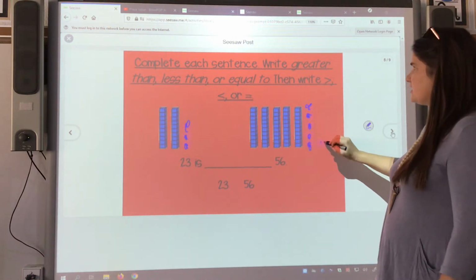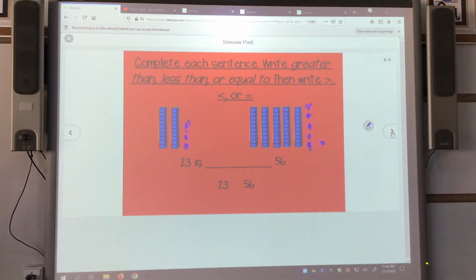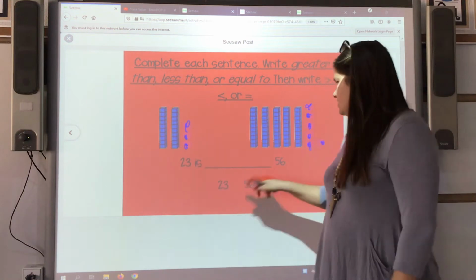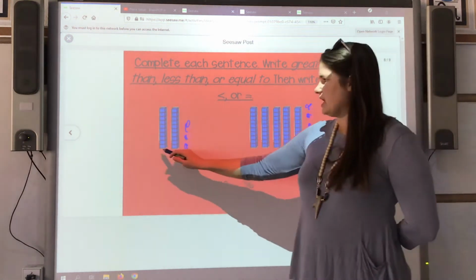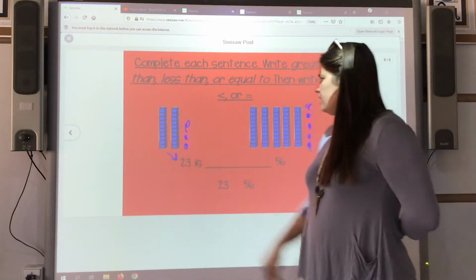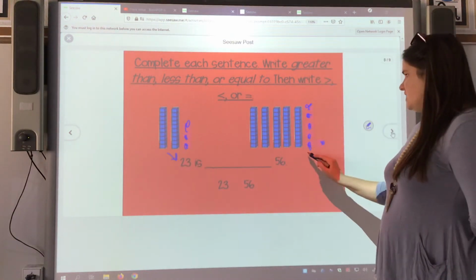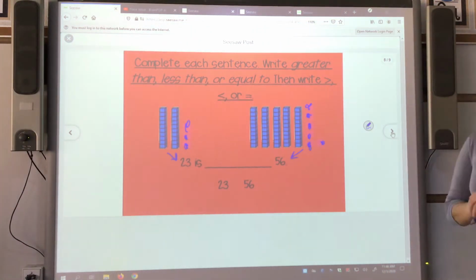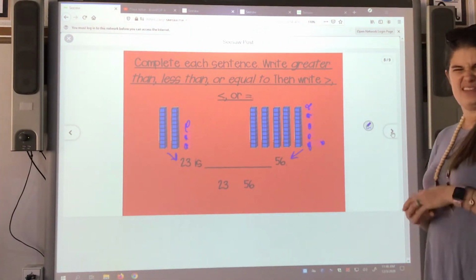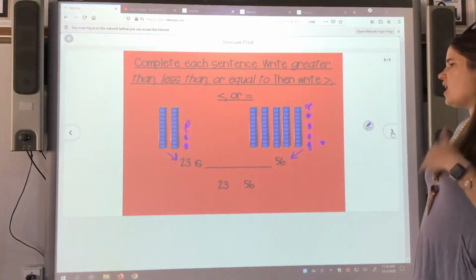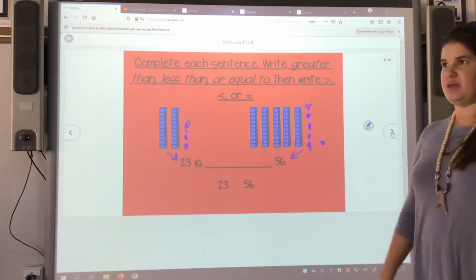So this says complete each sentence, write greater than, less than, or equal to, then write your sign. So it says 23 is blank 56. We know that 2 10s and 3 1s equals 23. And we know that 5 10s and 6 1s equals 56. So think back to when we read that Alfie the Alligator book. We know that Alfie always wants to eat the bigger number.